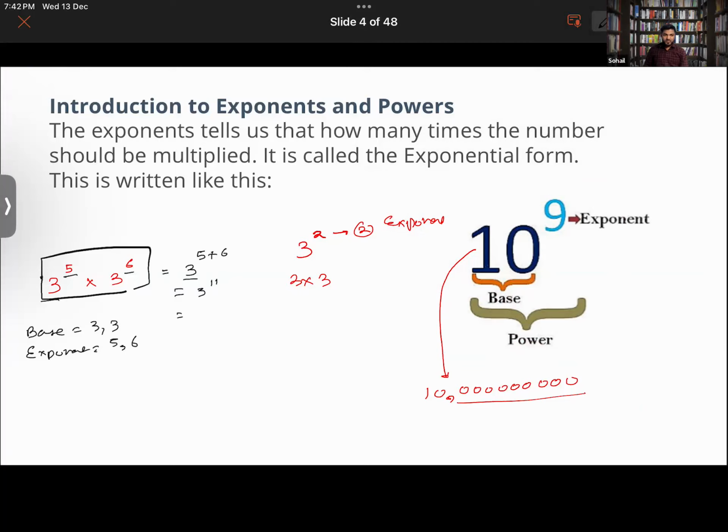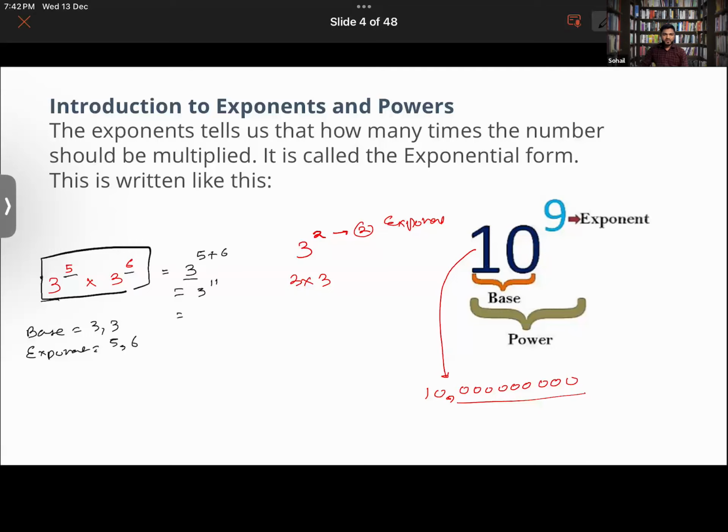Don't get confused. Many times we say 10 raised to the power 9, so basically we are referring to the exponent here. 10 raised to the power 9, basically 9 here is the exponent actually. The whole term we mathematically call a power.